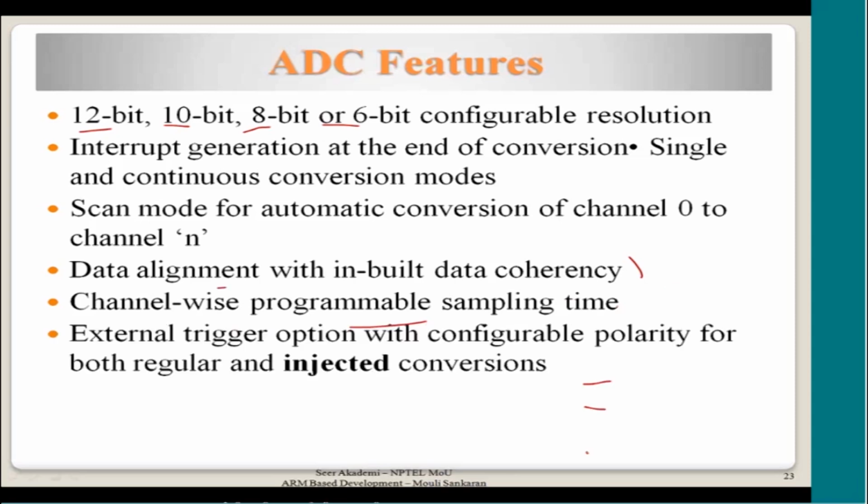Maybe some data is fluctuating a lot more, then you can sample it at a faster rate. Maybe this is a slower device, or rather the data coming out of the device is not fluctuating so much, and it is not very important either, so you can sample it at a slower rate. You can decide a sampling rate based on the device, its importance, and the kind of changes you expect on that particular device. Then there is an external trigger option with configurable polarity for both regular and injected conversion. Sometimes you may have to look at the data only when some particular event happens.